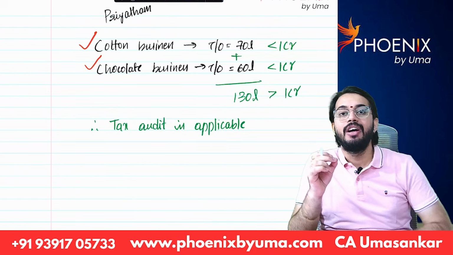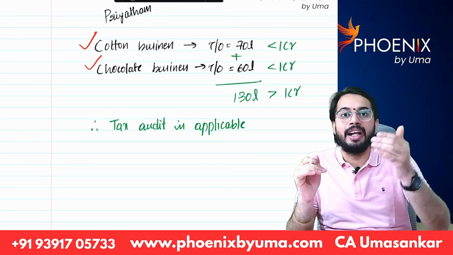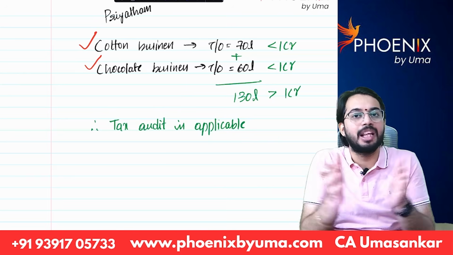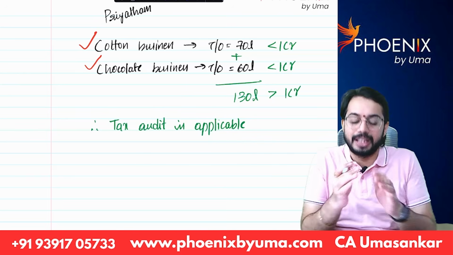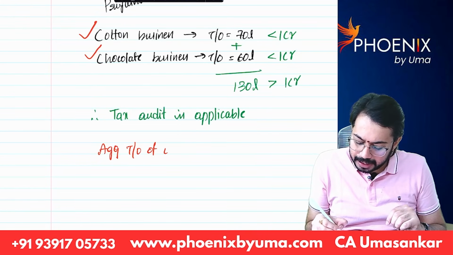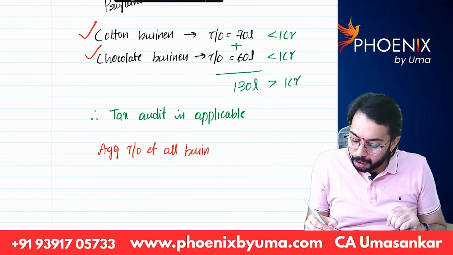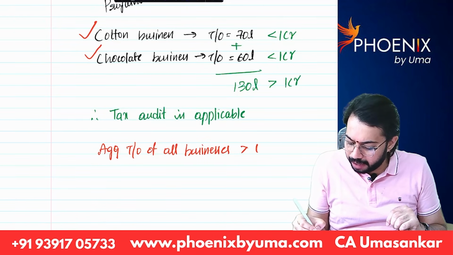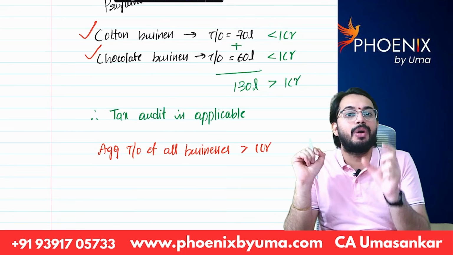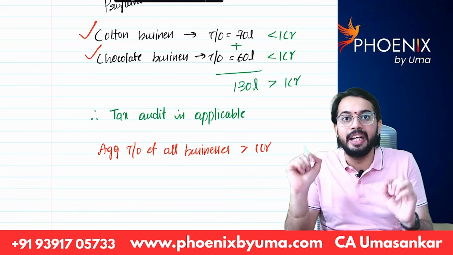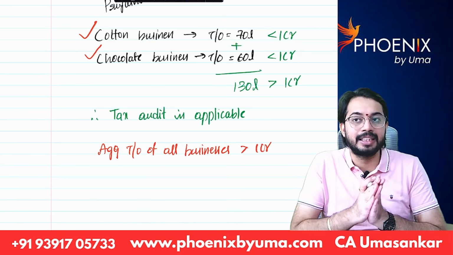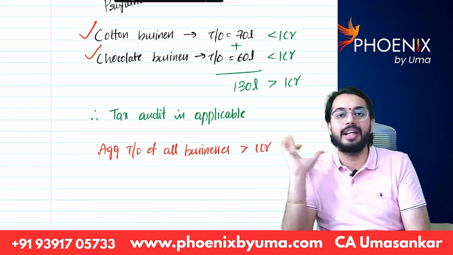That means, if any client comes to you, first ask him how many businesses he has. Take the turnover of all the businesses, the aggregate turnover of all businesses. If it is more than 1 crore, then tax audit is applicable. So please remember, the 1 crore limit is not for each business, it is for all businesses together. If the aggregate turnover of all businesses is more than 1 crore, then tax audit is applicable.